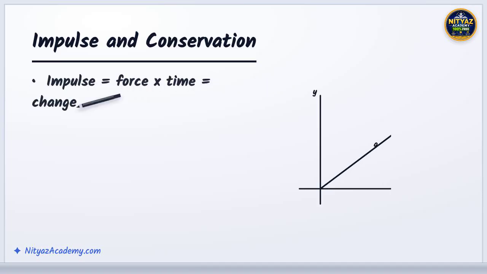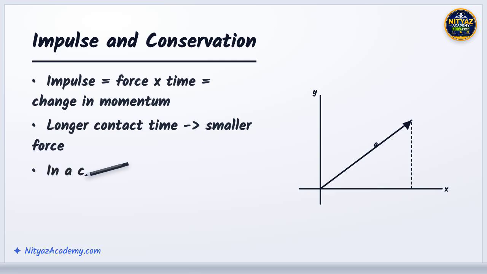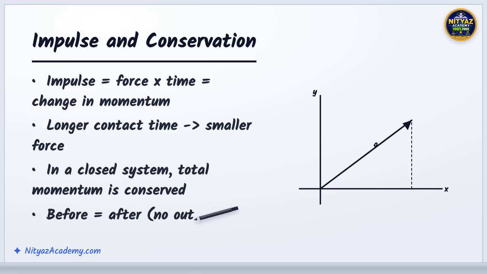To change momentum, you apply impulse, which is force times the time it acts. That's why a longer contact time means a gentler force. The idea behind airbags and bending your knees when you land.